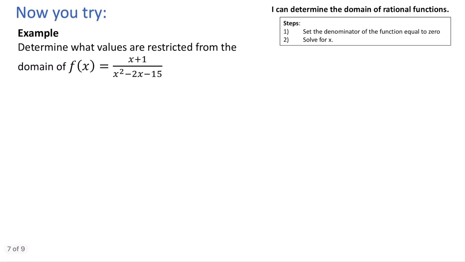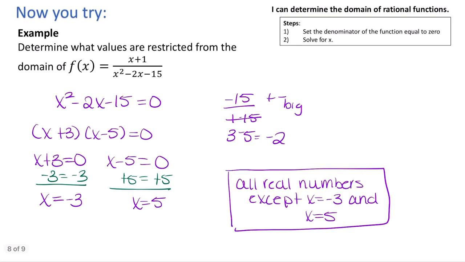Now you can go ahead and pause the video and try doing this example on your own. Here, once again, I'm just going to pay attention to the denominator, which is x squared minus 2x minus 15 equals 0. You can solve this whichever way you'd like to. Once again, I went ahead and factored, and I got x equals -3, x equals 5. So all real numbers except x equals -3 and x equals 5 is how you would describe the domain of this function.